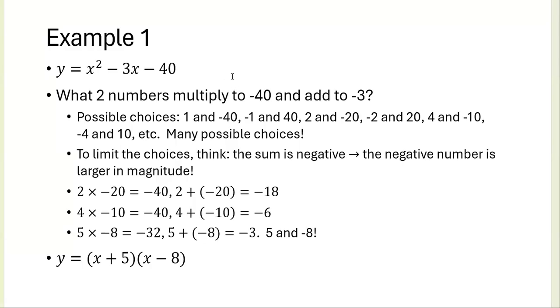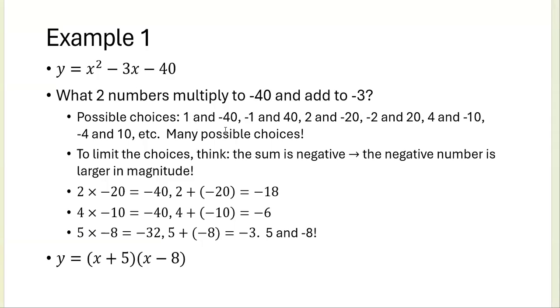For example, we need two numbers that multiply to negative 40. We can have 1 and negative 40, but we could also have negative 1 and 40. You can flip the signs. Similarly, you can have 2 and negative 20, but you can also have negative 2 and 20, 4 and negative 10, and also negative 4 and 10. So there's basically twice as many options in this case. All right? The sign can be put on either one, the negative sign. But we still have to reach the sum of negative 3.